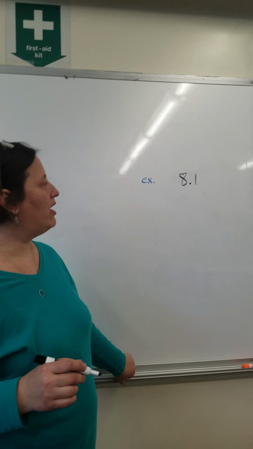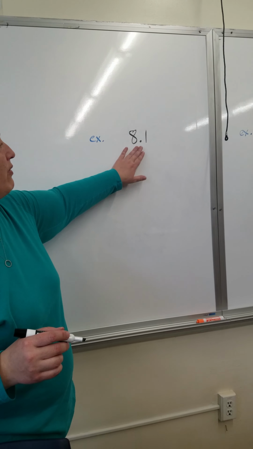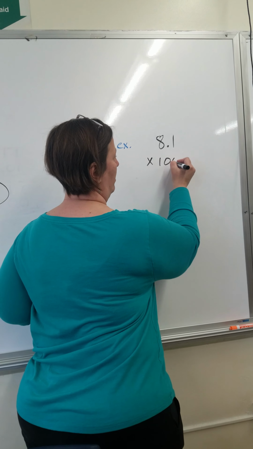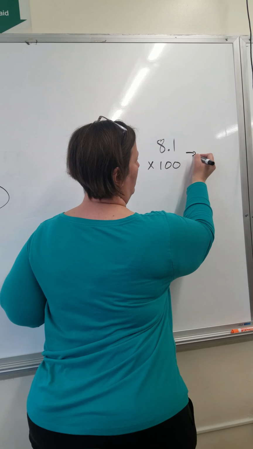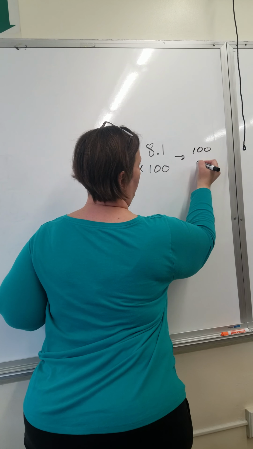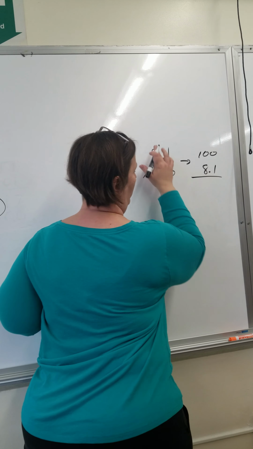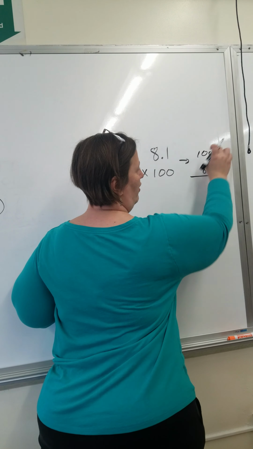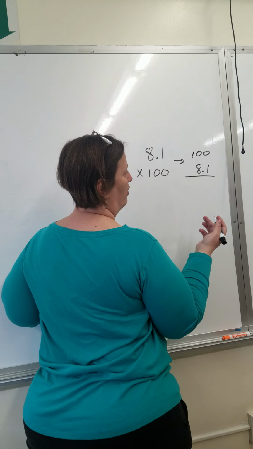Okay, 8.1, we want to make it a percent. So again, multiply by 100. And it doesn't matter, you can either put the 100 on top and the 8.1 on the bottom, or you can do it like this. It really doesn't make any difference. I prefer the longer thing on top, but it really makes no difference.